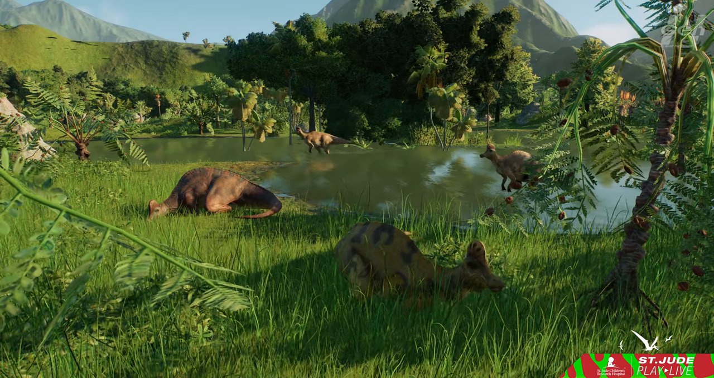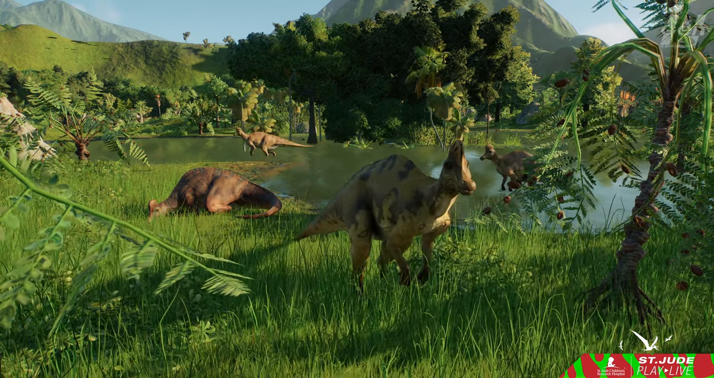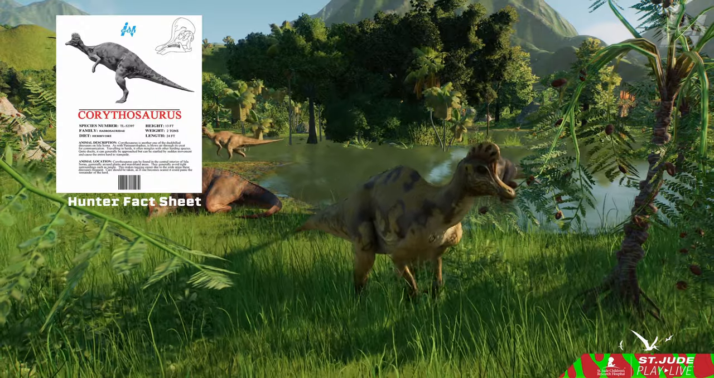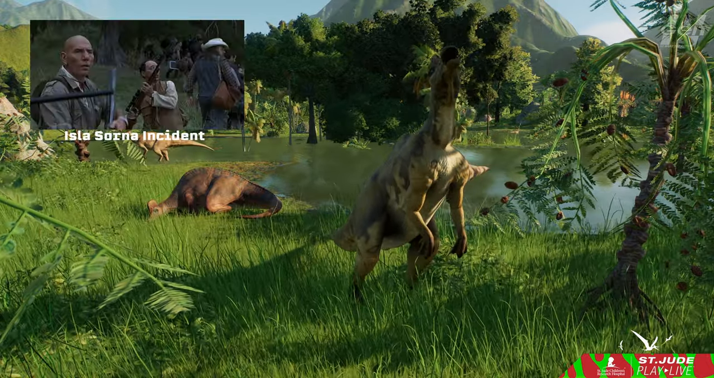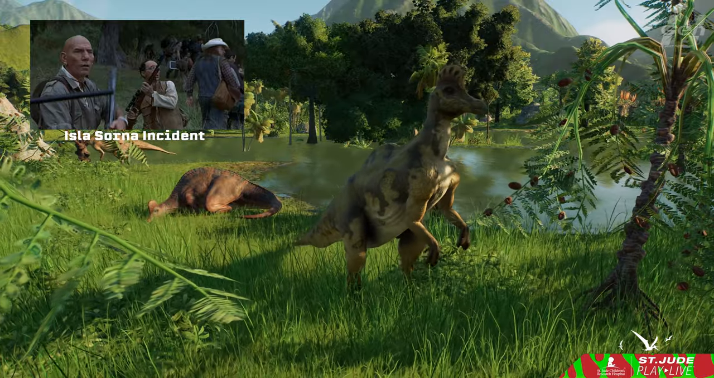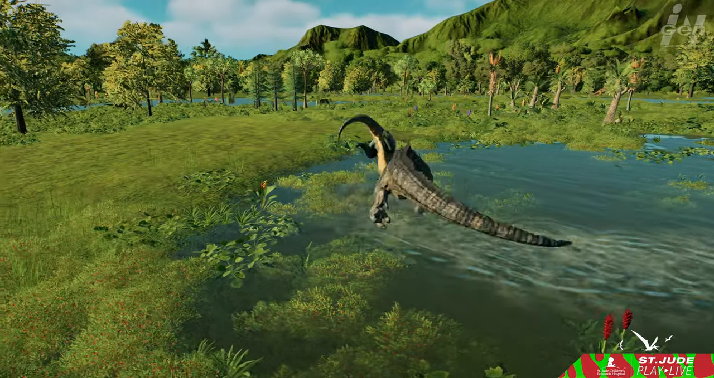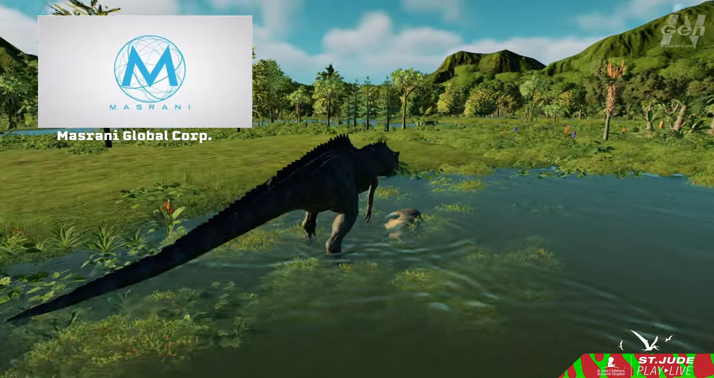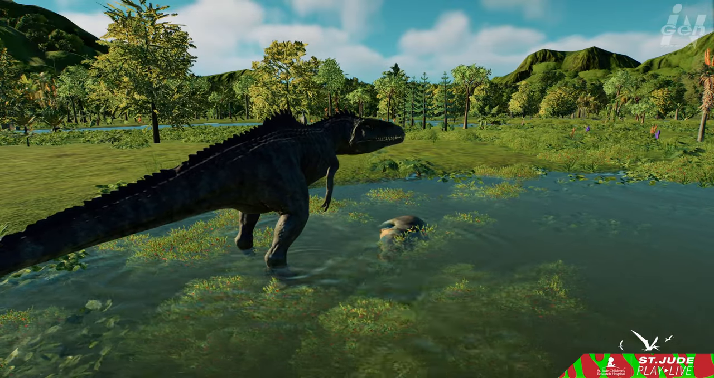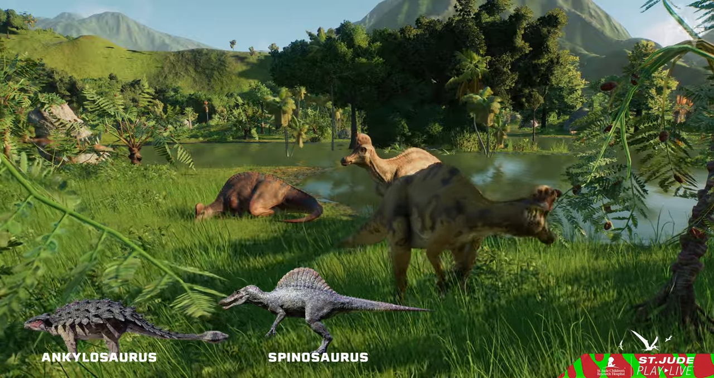This species was prematurely recreated by InGen, and enough information would be recovered to be placed in an information sheet that could later be used by InGen hunters in 1997 during the Isla Sorna incident. It was then successfully recreated by InGen in the Embryonics Administration Lab on Isla Sorna in secret after the acquisition of InGen by Masrani Global Corporation and after the passing of the Gene Guard Act, alongside Ankylosaurus, Spinosaurus, and Ceratosaurus.